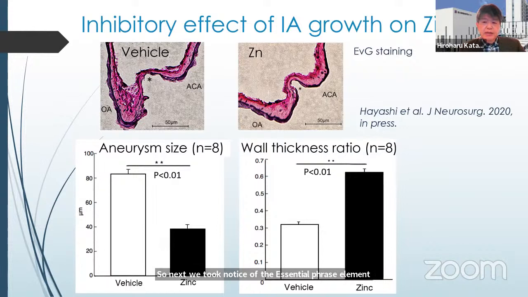So, zinc. Zinc is an essential trace element in humans, needed for prenatal and postnatal development, and works as a cofactor of many enzymes. Administration of zinc results in the suppression of aneurysm growth and degenerative change in vascular walls.